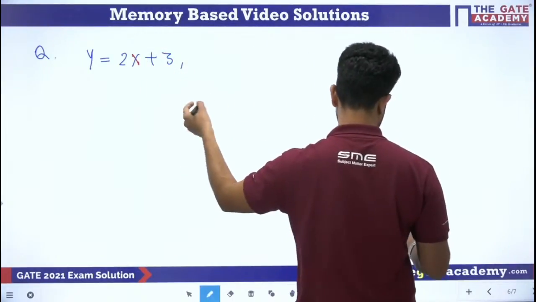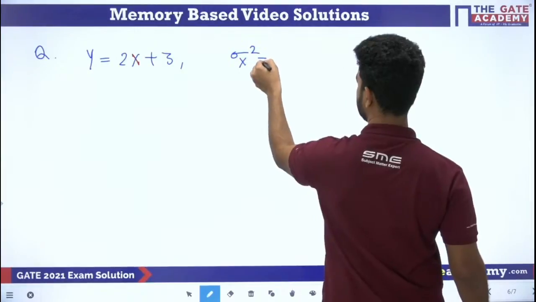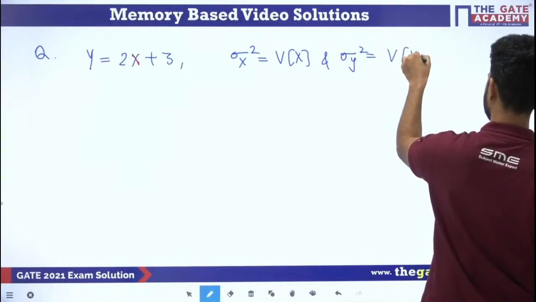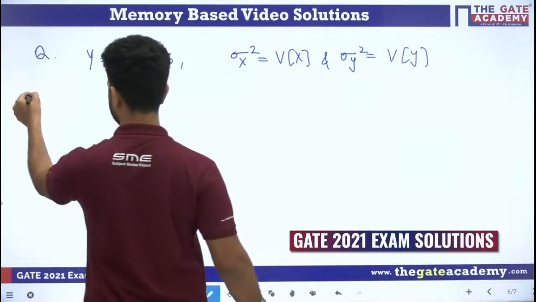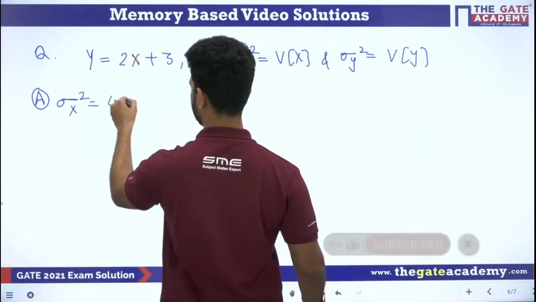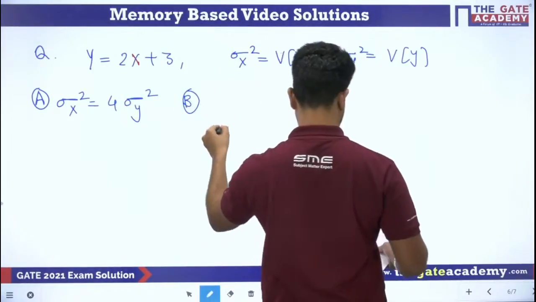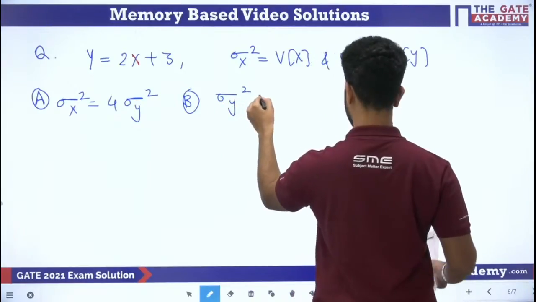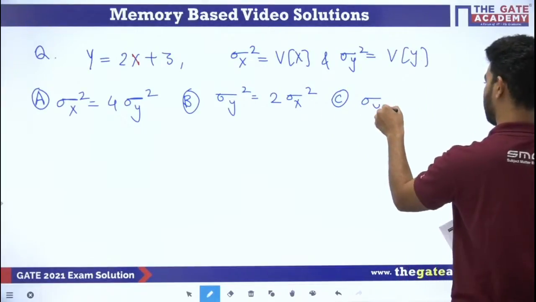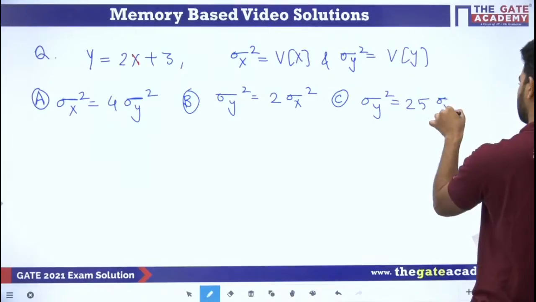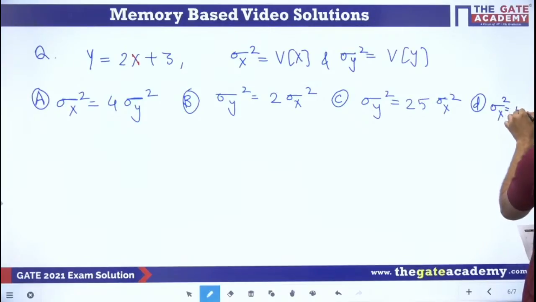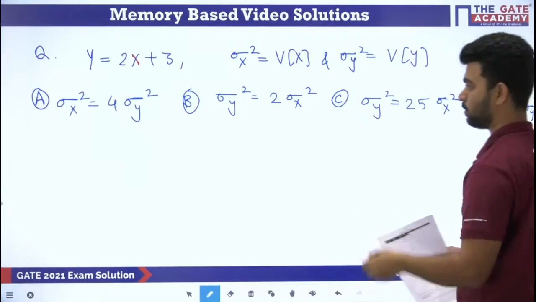This is given, y is equal to 2x plus 3, and they are saying that sigma x square is nothing but variance of x, and sigma y square is nothing but variance of y. Very easy question. They are also giving some options. A, sigma x square is equal to 4 sigma y square. B, sigma y square is equal to 2 sigma x square. C, sigma y square is equal to 25 sigma x square. And D, sigma x square is equal to 5 sigma y square.